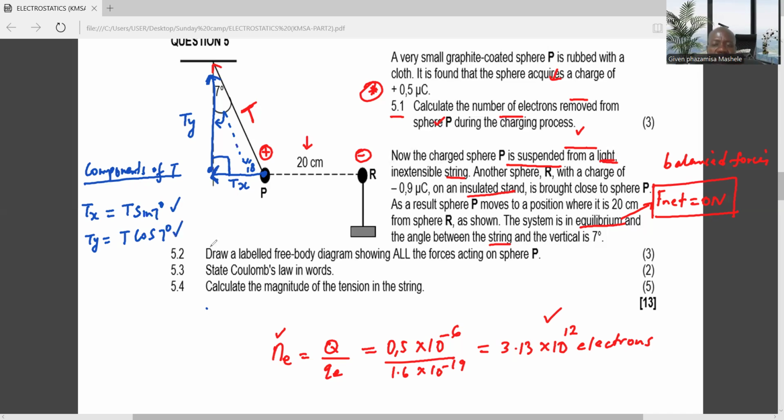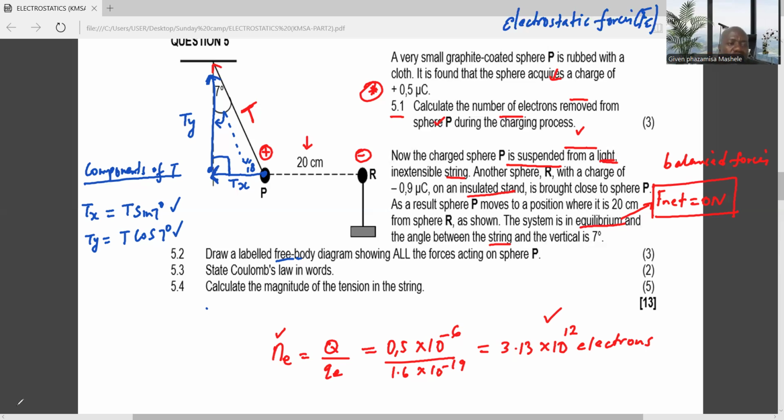Now, the first question says, draw a labeled free body diagram showing all the forces that are acting on sphere P. By the way, guys, remember, an electrostatic force is a force like other forces, the Fe. So what you're going to do, already we have the tension. The tension is one force that we're going to represent here.